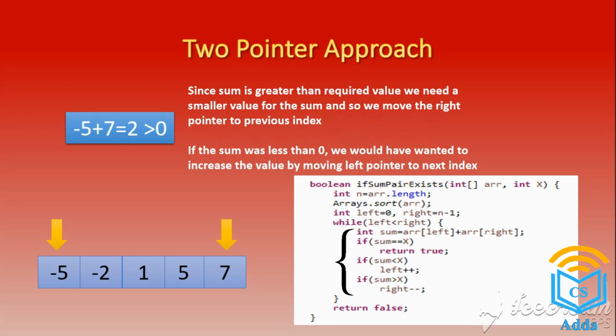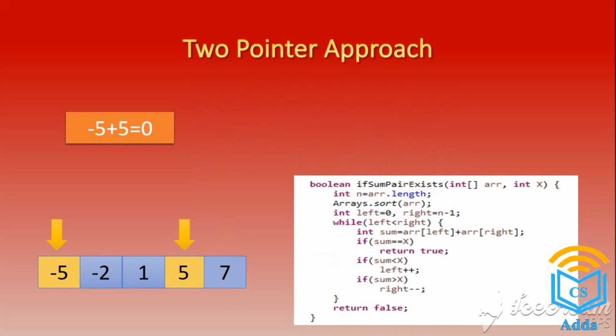Now, since the sum is more, we have to try decreasing the sum. One way to do that is to shift the right pointer to the left, because don't forget we have just sorted the array in the previous step. If the sum was less than 0, we would try to increase the sum by moving the left pointer to the right. Now the right pointer is at 5 because we have shifted it to the left. So minus 5 plus 5 equals 0.